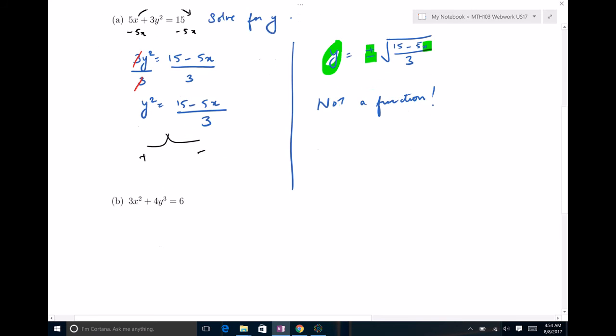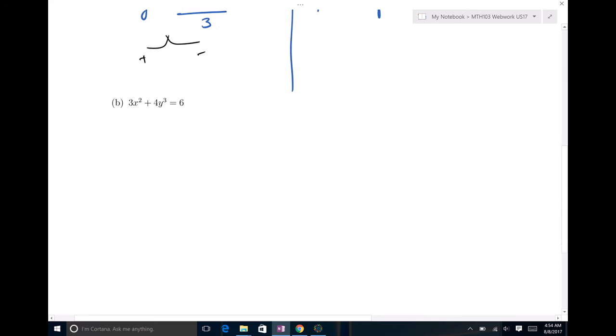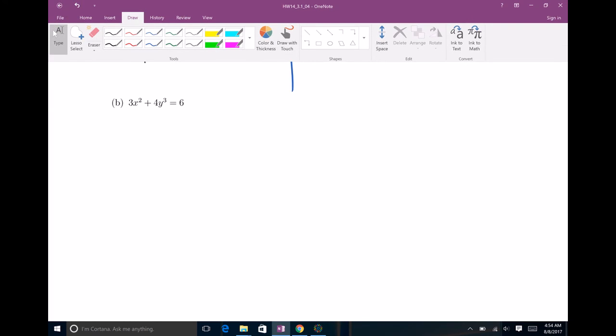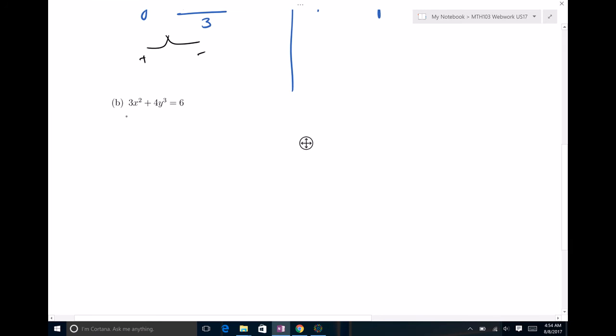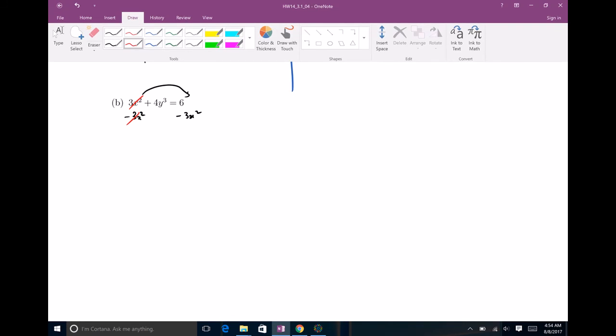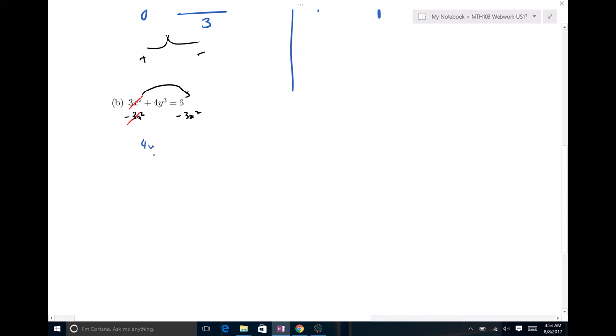Okay, what about part B? Once again, we are supposed to solve this equation for y. So I'm going to start with subtracting 3x squared from both sides of the equation since I want to take the 3x squared over. So on the left hand side, it cancels. And I can rewrite this equation as 4y cubed equals 6 minus 3x squared.